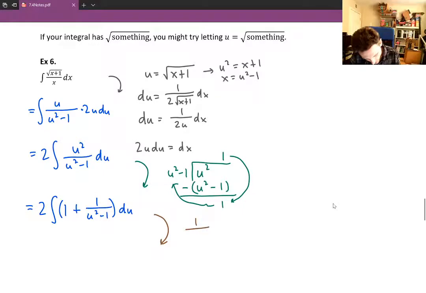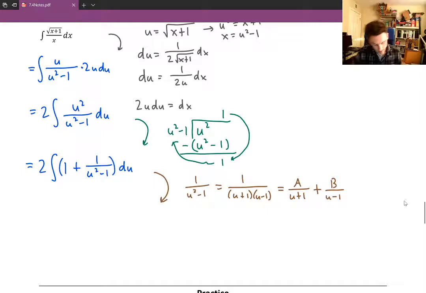We have 1 over, and I'm going to go ahead and factor it. So let me write this in steps here. We have 1 over u squared minus 1 equals 1 over factored. We're going to write u plus 1 times u minus 1, which breaks down into two fractions, one for each linear factor, a over u plus 1, and then plus b over u minus 1.